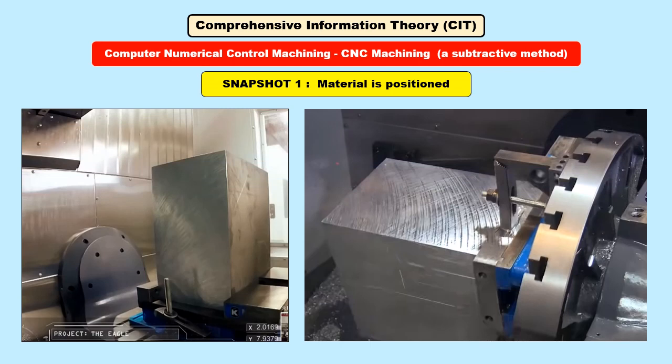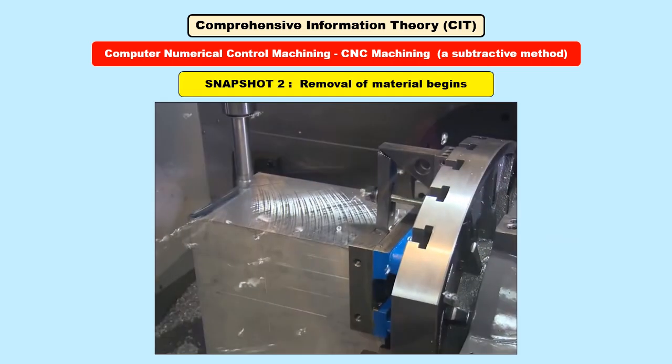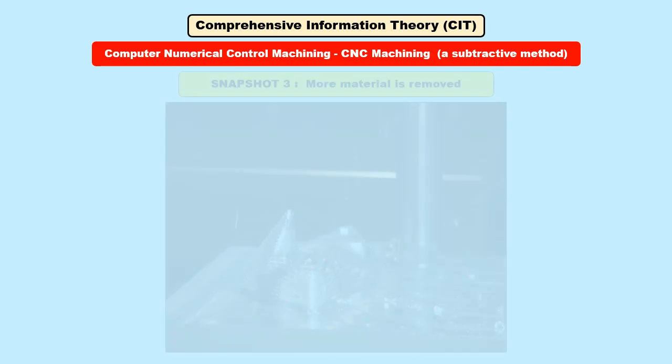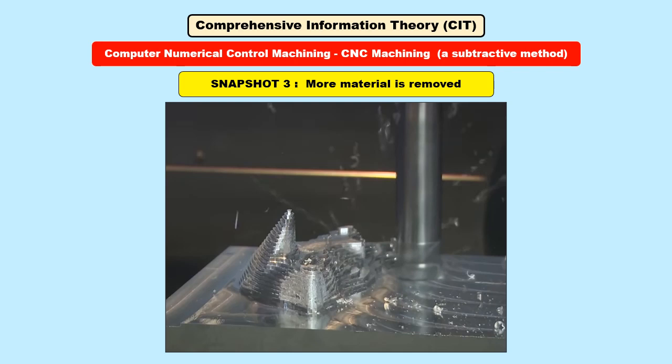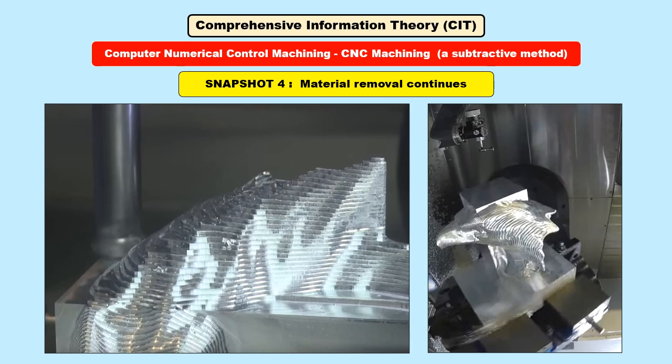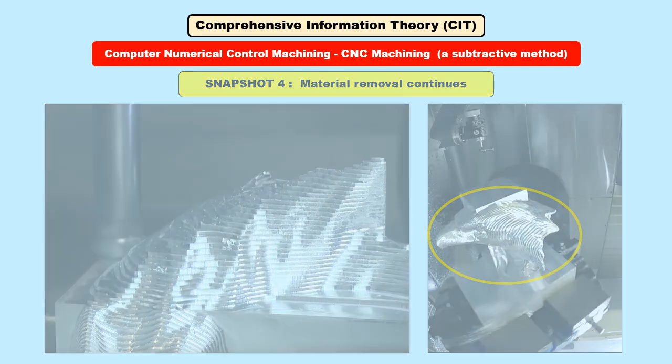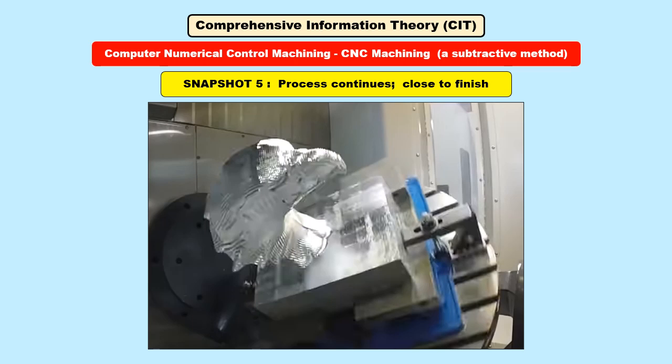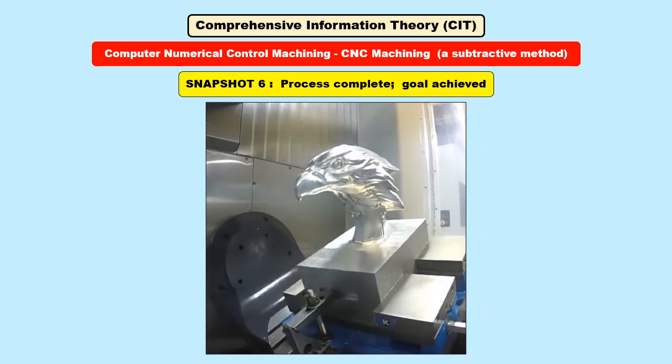Snapshot number 1 shows the material positioned in the CNC machine. Snapshot number 2 shows the start of the process of removing material. Snapshot number 3 shows more material being removed. Snapshot number 4 continues material removal. Note that the desired object is starting to become recognizable. Snapshot number 5 shows the process near the completion stage. Finally, snapshot number 6 shows the final result, that is, the CNC machine has completed manufacturing the desired object.